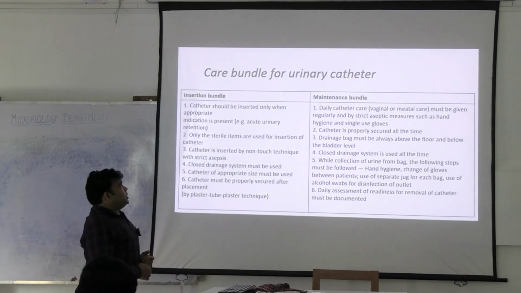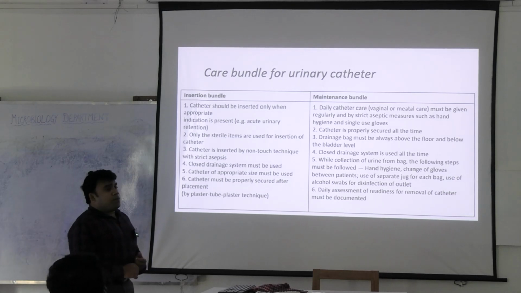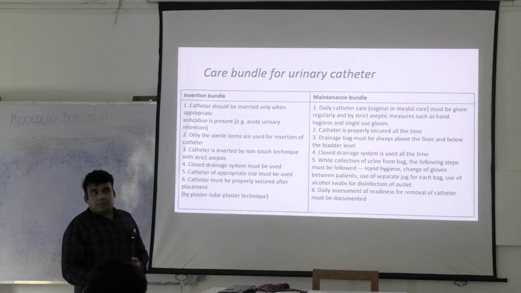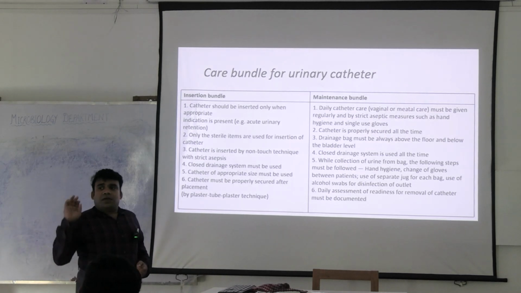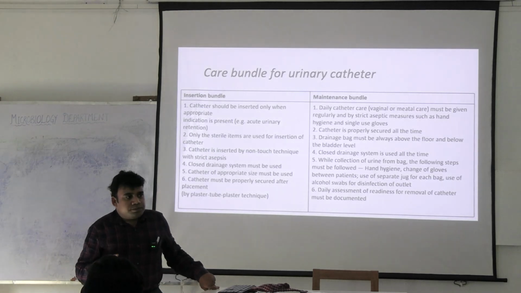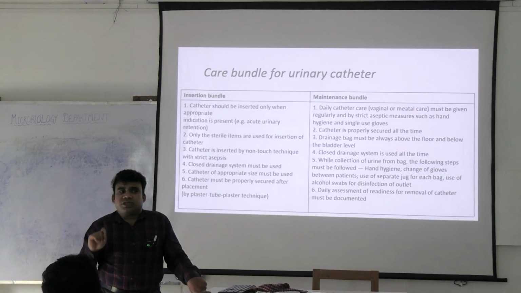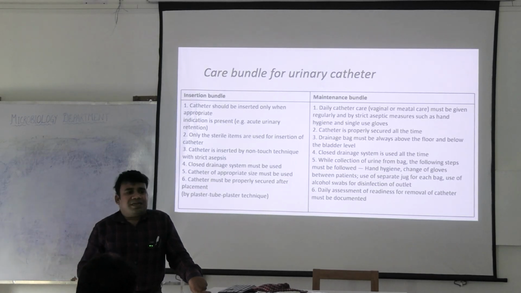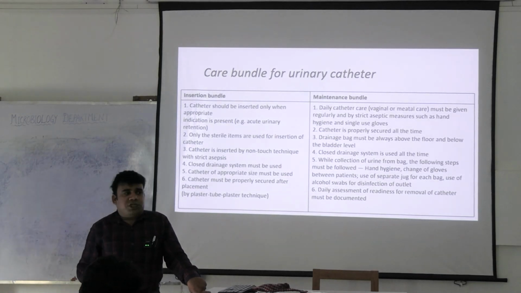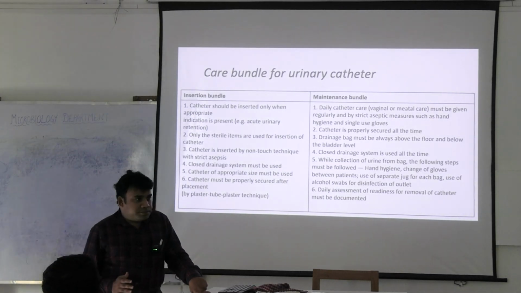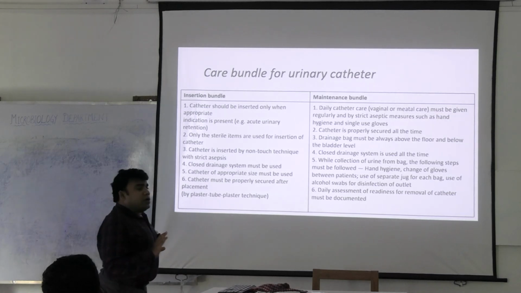First, the catheter should be inserted only when an appropriate indication is present. That means for all patients catheterization cannot be done. You should have a definite indication for urinary tract catheterization. Remember, every time you put a catheter in any patient, you are predisposing him or her to infection. So you should have a definite indication. That means the benefit should outweigh the risk. Then only you can put the catheter.